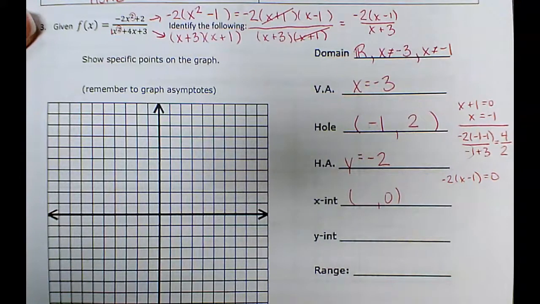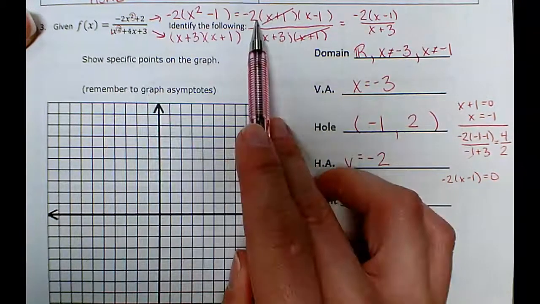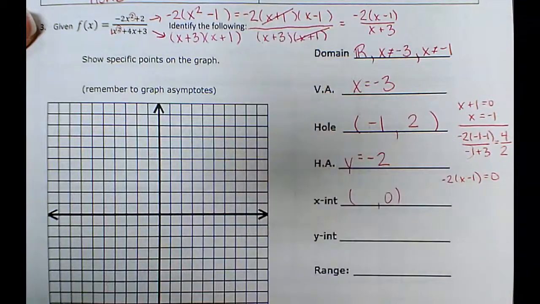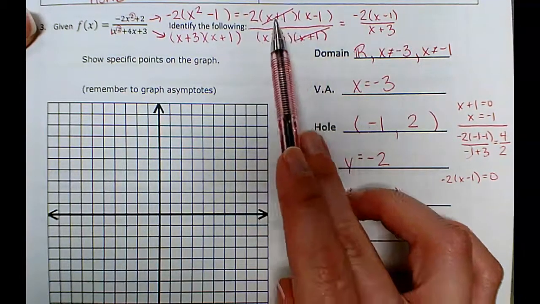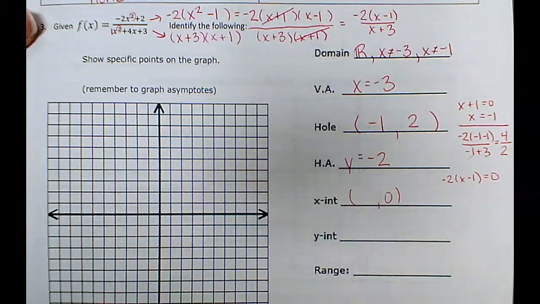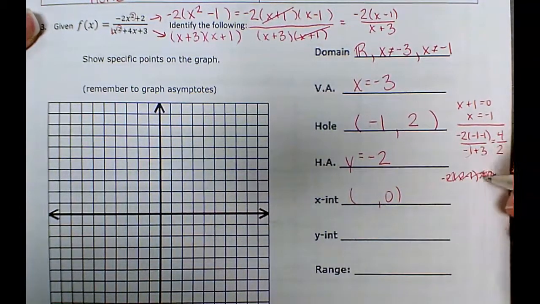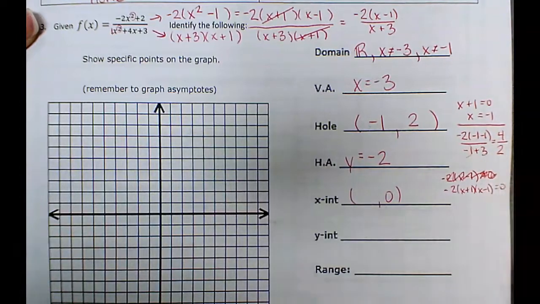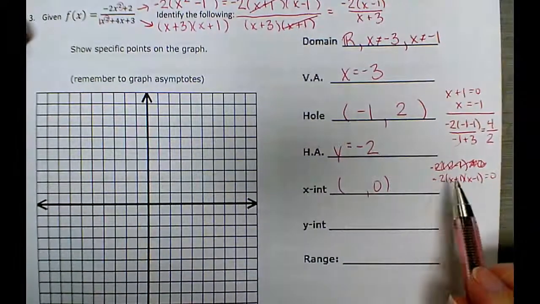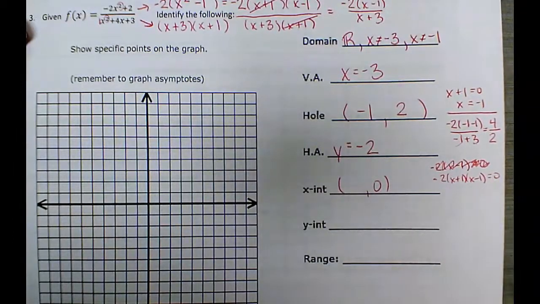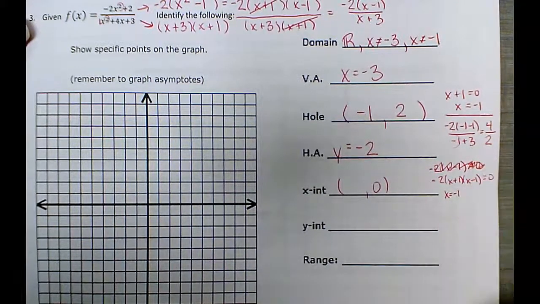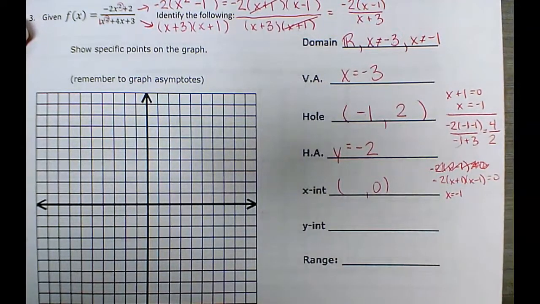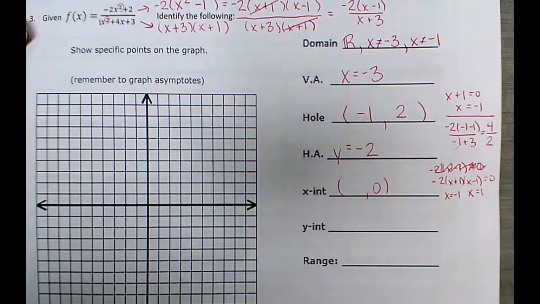Actually, I'm going to use this because I took that out as a hole, but it still could give me an x-intercept. So negative 2 times x plus 1 times x minus 1 equals 0. There we go. So negative 2 can't equal 0. When x plus 1 equals 0, we get x equals negative 1. And when x minus 1 equals 0, we get x equals 1.